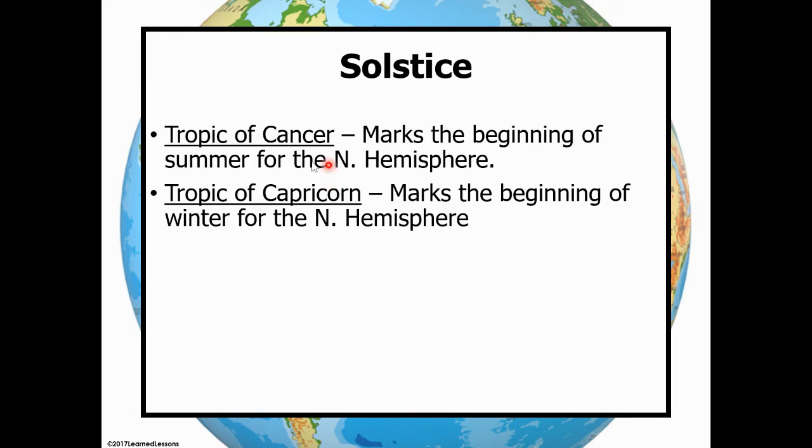So going back to the solstice, the Tropic of Cancer, like I said, marks the beginning of summer for the northern hemisphere, and the Tropic of Capricorn in December starts the beginning of winter for the northern hemisphere. And I know you're like, Miss Larson, you said that was December 22nd. It is winter long before December 22nd. The weather and the climate certainly act like winter before December 22nd, but that is when officially we mark the start of winter, okay?